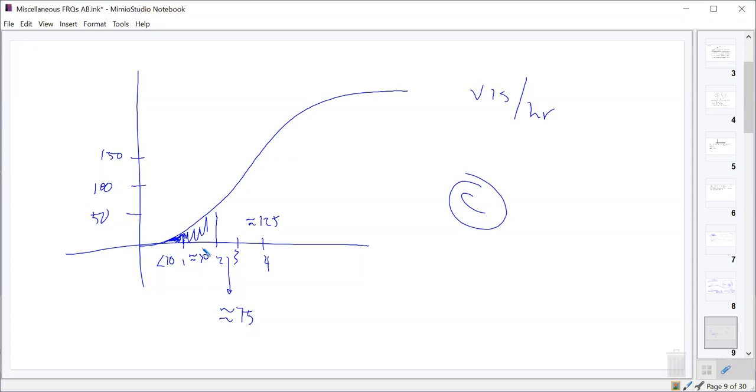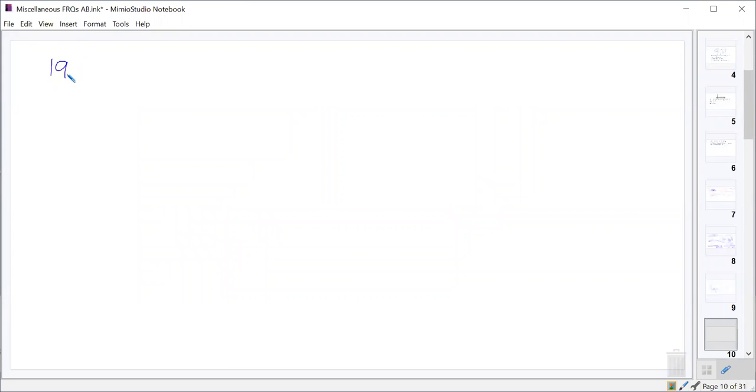Could you do number 19? Yeah, one second. What is your question about that one, Tom? A Riemann sum. Yeah, I mean, you could. Yeah, sure. All right, 19.